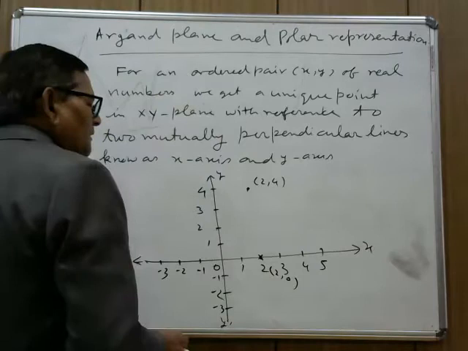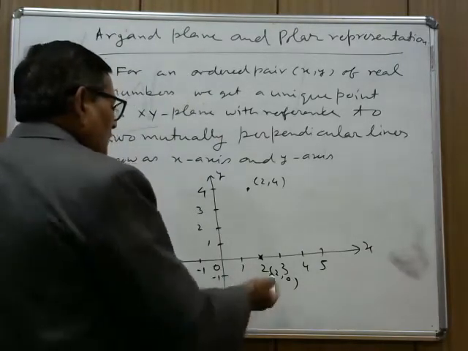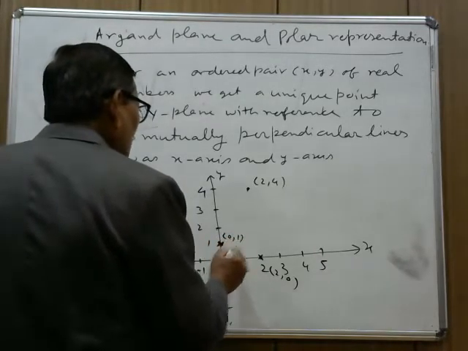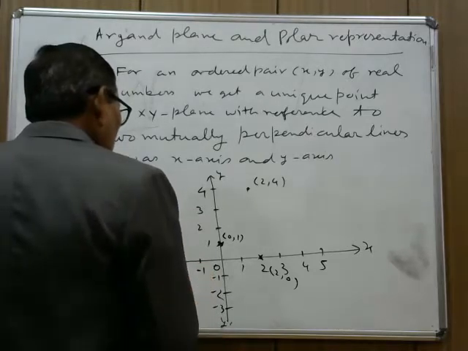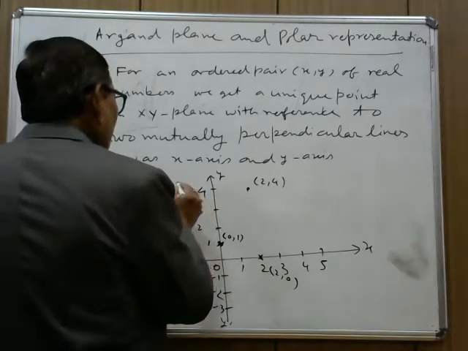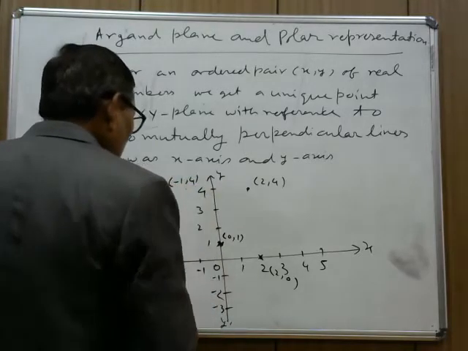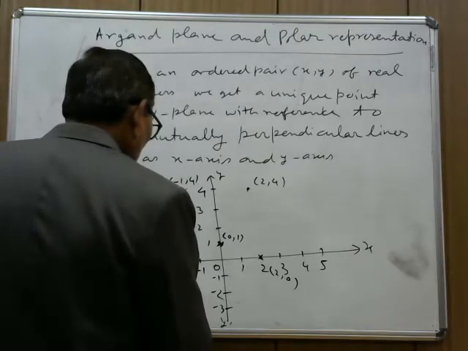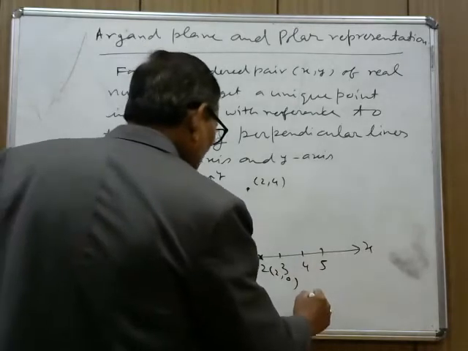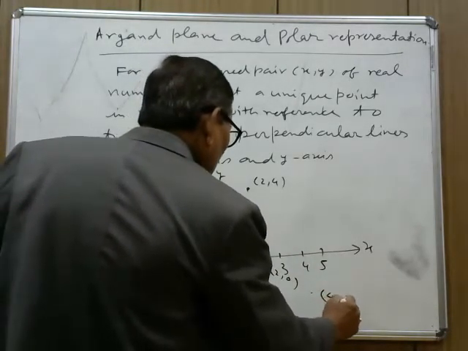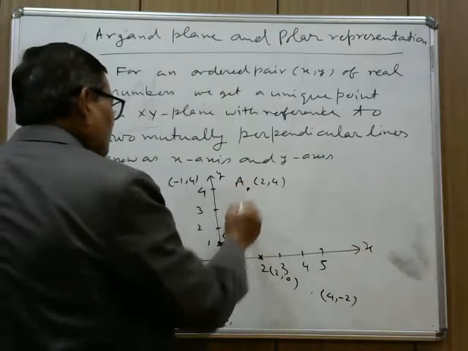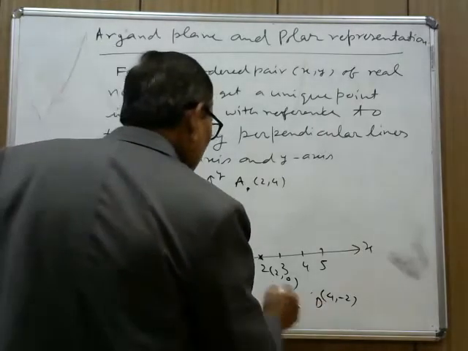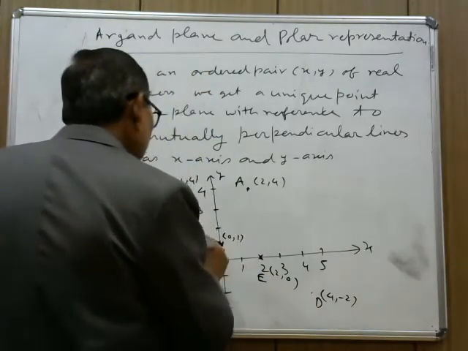Both the conditions are satisfied. Similarly, any point on the x-axis is of the form (2, 0), its y coordinate is 0. So in the ordered pair, y is 0, x is there. Now this point on the y-axis is known as (0, 1). Similarly, in this quadrant your point is (-1, 4), in this quadrant your point is (-2, -2), and in this quadrant your point is (4, -2). You mark them as A, B, C, D, E, and F.